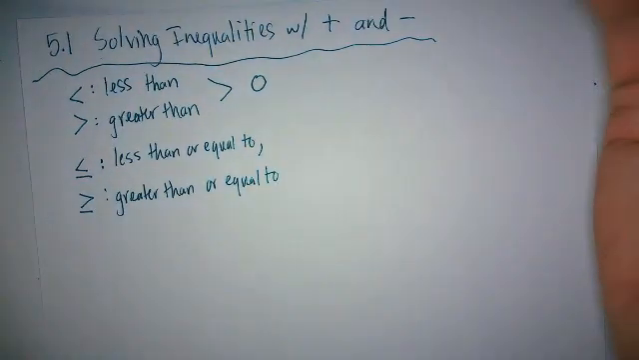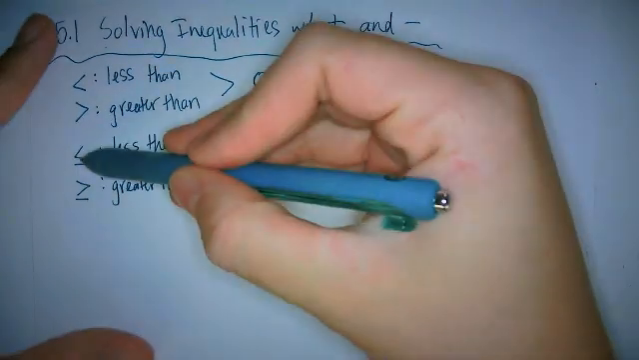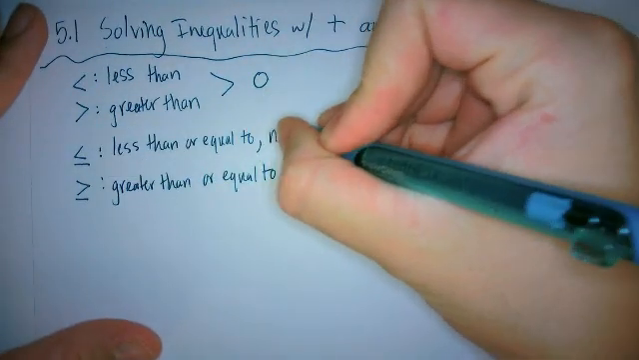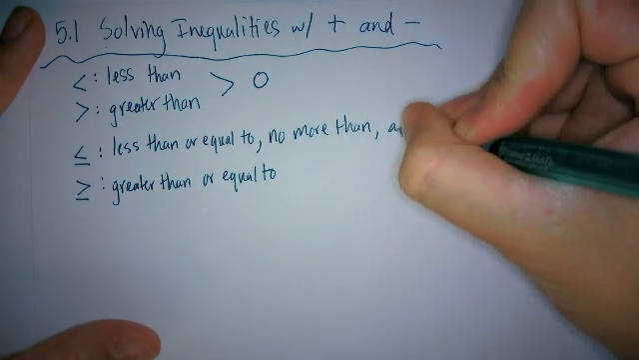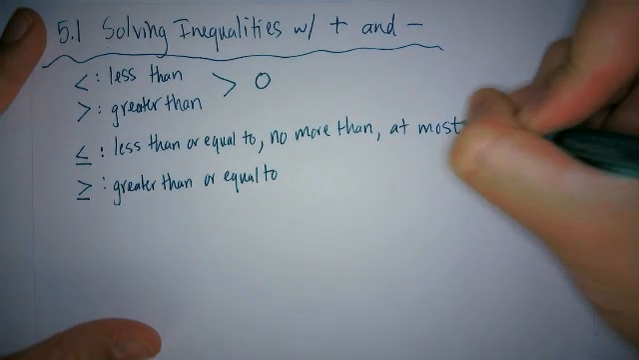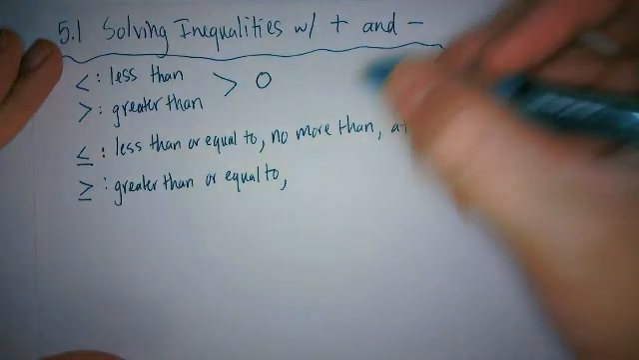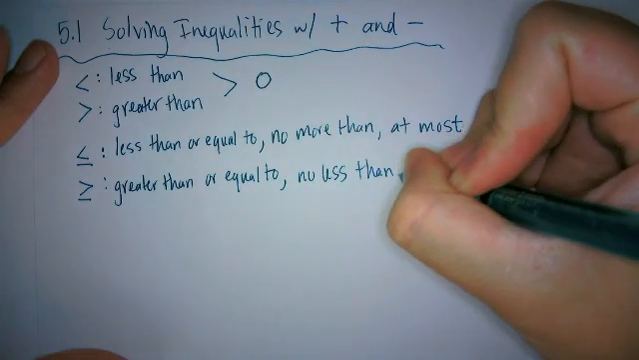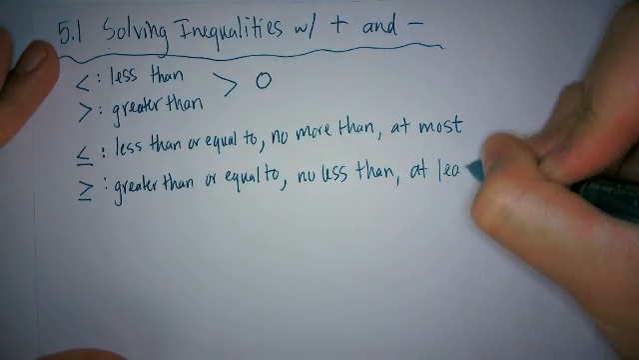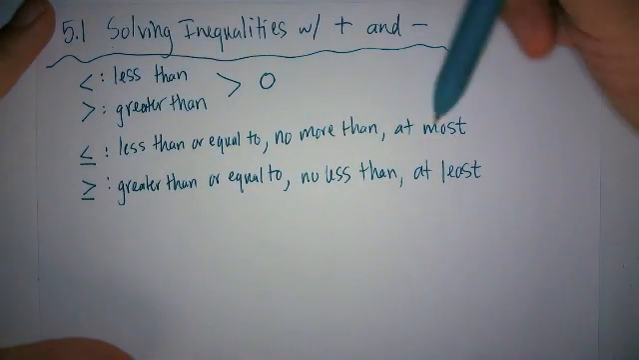But some other keywords that we might see when we have to translate, right, for less than or equal to is no more than or at most, right? And then for greater than or equal to, it's going to be no less than or at least, which may seem a little funky, right? Because this is less than, but has more than and at most in it.